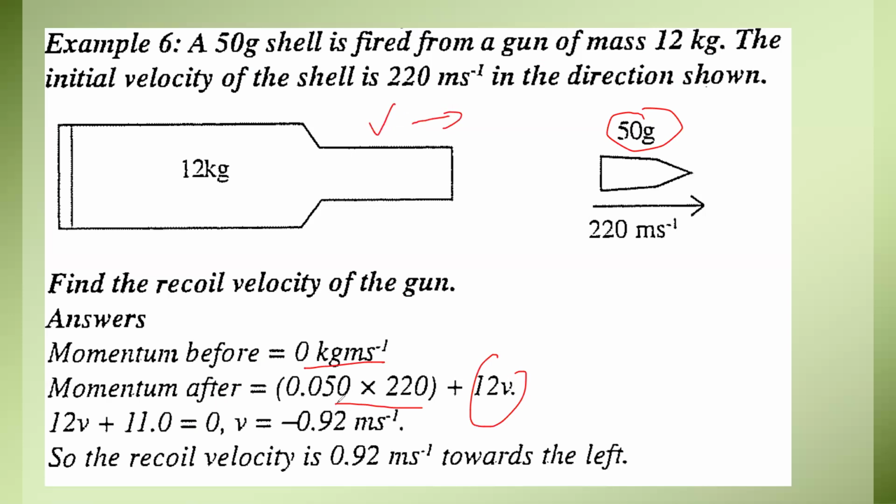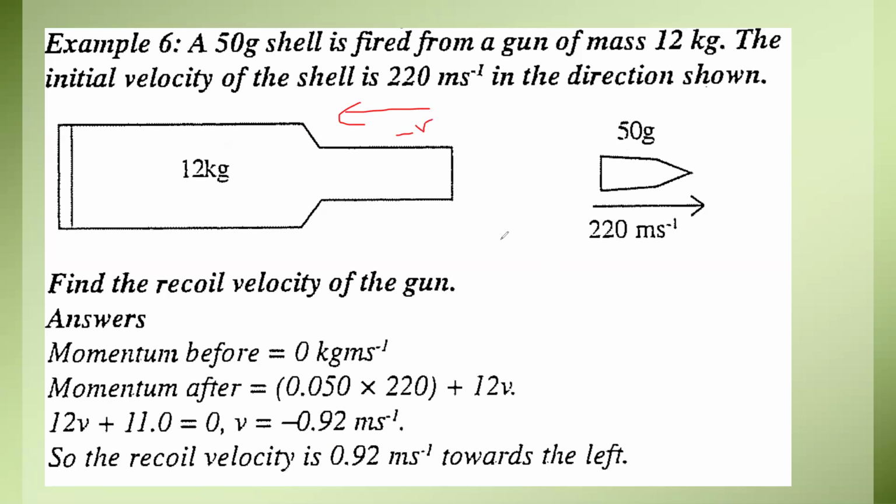When we simplify, we get a negative, minus 9.2, which means we considered the gun moving towards the right, but what actually happened is the gun will move backward. If you want to take the correct direction from the beginning, then you have to write a negative v here.